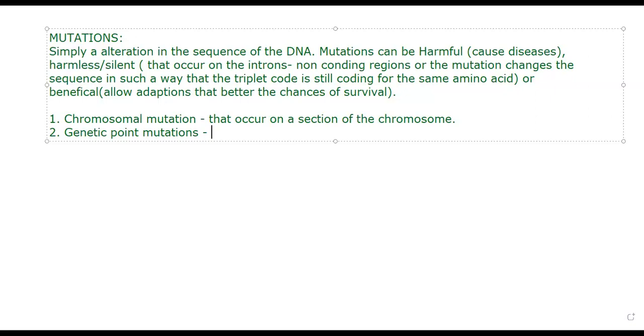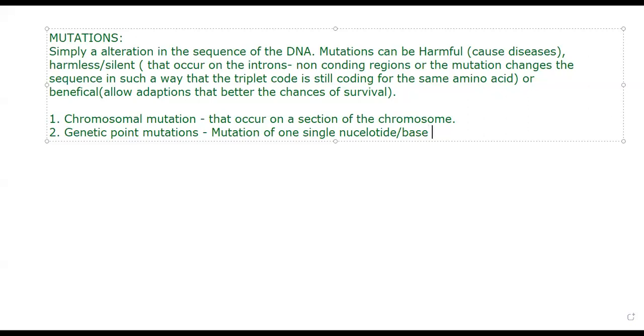But if the mutation is only happening on one single nucleotide, that is known as a point mutation, right? A mutation of one single nucleotide would be known as a point mutation. So if I change one single nucleotide, one single nitrogenous base, that would be a point mutation. There's only one base that's changing. If the entire section of chromosome is altered, that's a chromosomal mutation.